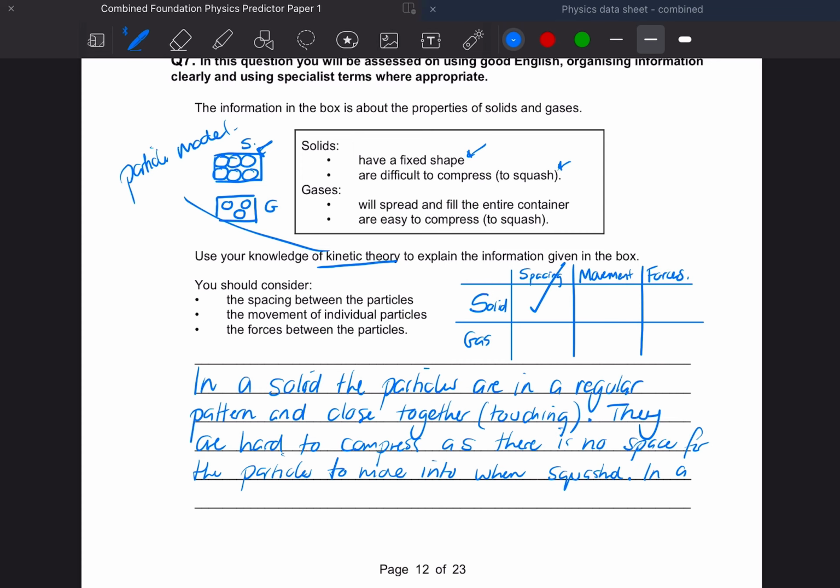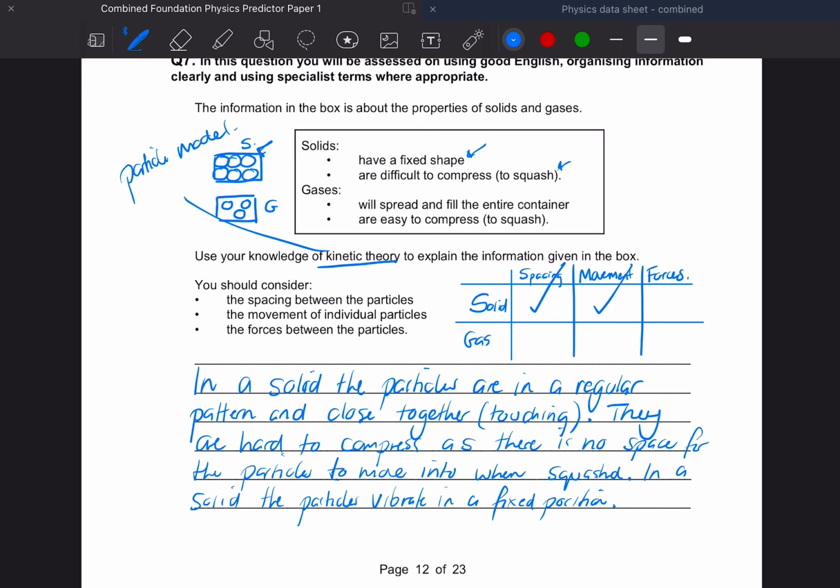In a solid, the particles vibrate in a fixed position. Can we use that to explain why they have a fixed shape? No, not really. And are difficult to compress? Again, no, not really. But we have talked about the movement, so we'll put that on there.